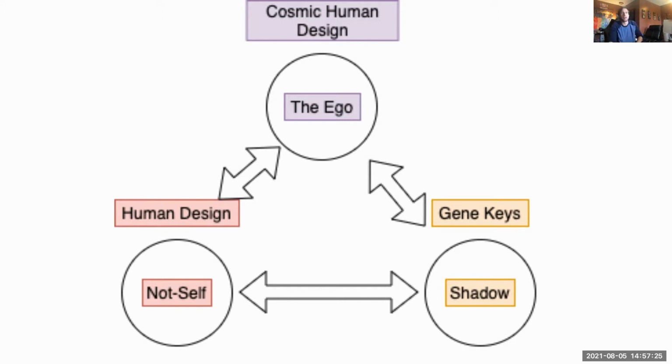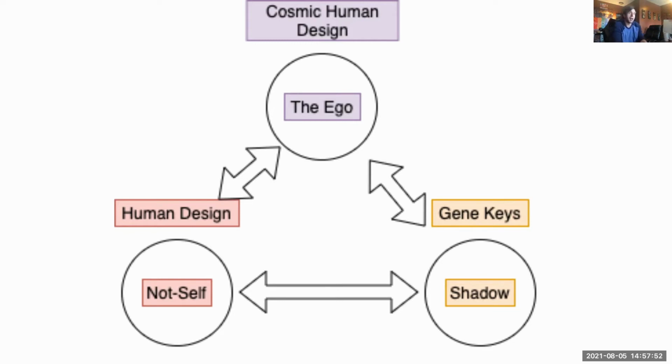So if you are into human design or the gene keys, you probably have heard the term not self. Similarly, with the gene keys, you probably heard the term the shadow. And in Cosmic Human Design, I talk a lot about the ego. Now, I believe that these are essentially three different names for the same thing: the shadow, the not self, and the ego.